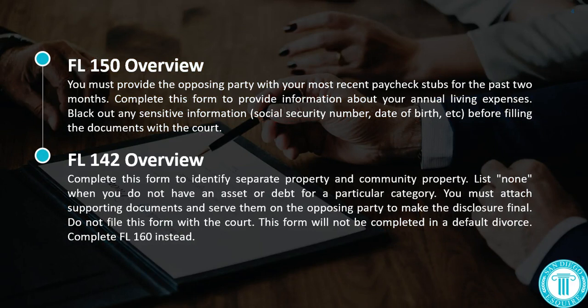Form FL-150 provides a general overview to the opposing party as to your most recent earnings and expenses. Both parties are required to serve this form on one another, and they must include a recent paycheck stub. Because this form must be filed with the court, make sure you block out any sensitive information on this form, such as your Social Security number, date of birth, etc.